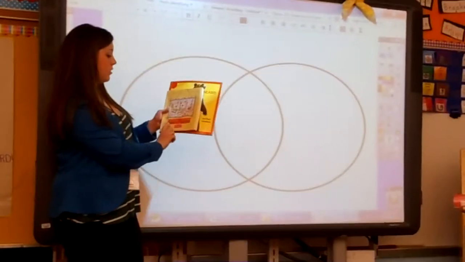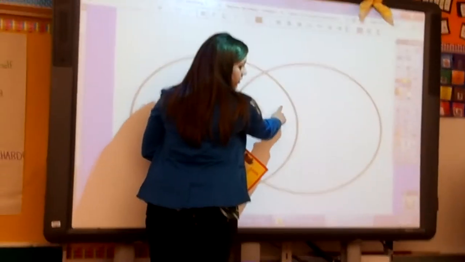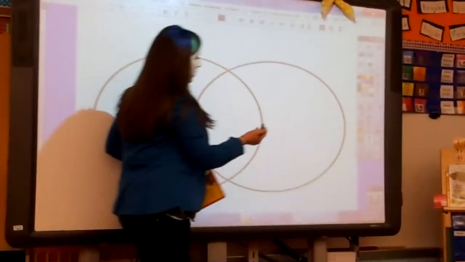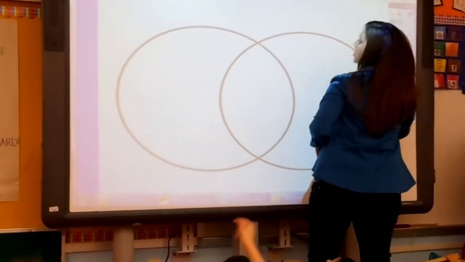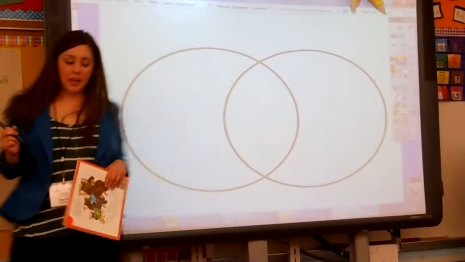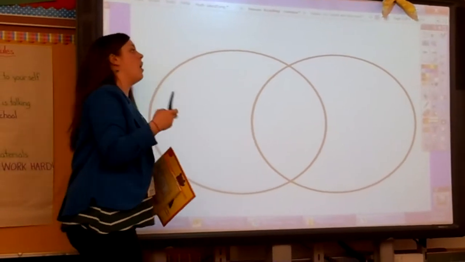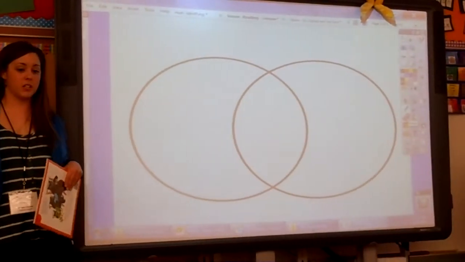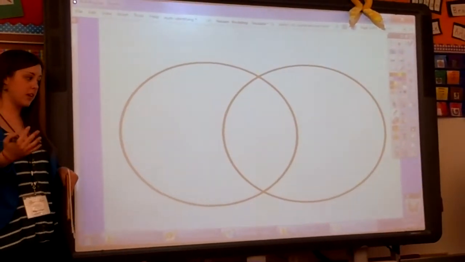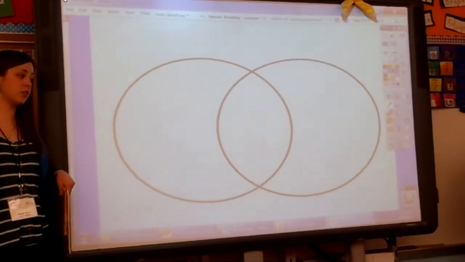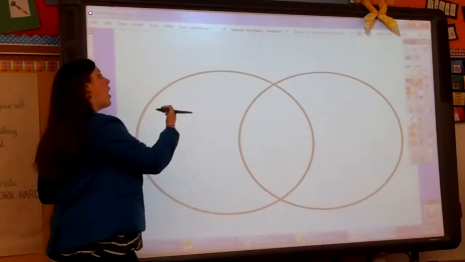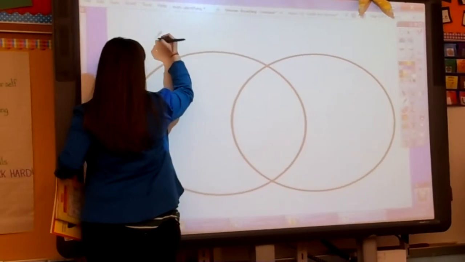Should I write the title, The Three Little Pigs, here? No. Where am I writing The Three Little Pigs? Outside. Good. If I'm comparing these two stories, Paige and Brooke, you weren't here yesterday, so listen closely. Our Venn diagram is a graphic organizer that compares two things. Haley Ann, take your coat off your head. So, I'm going to write one story here.